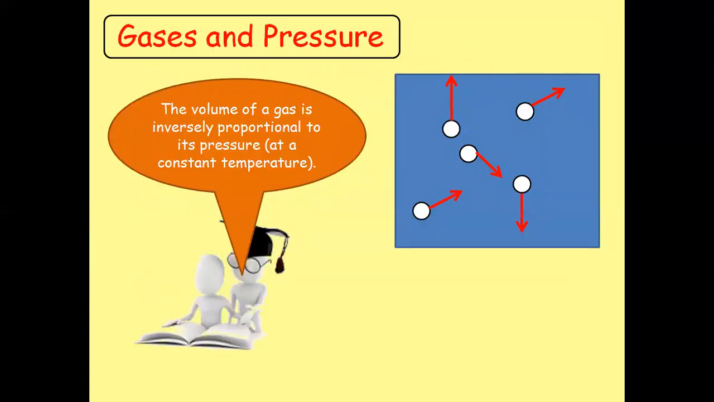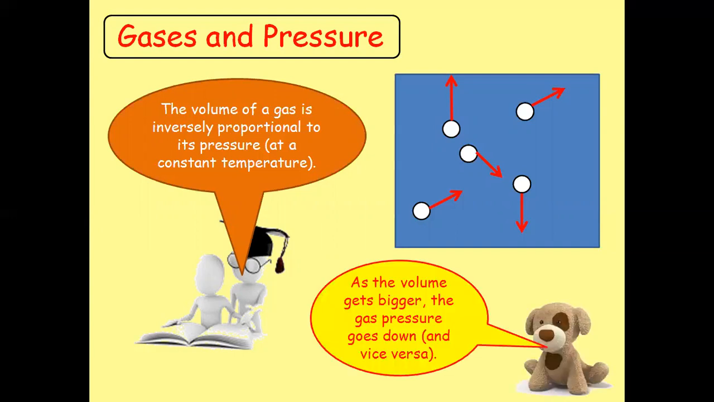Gas and pressure. The volume of a gas is inversely related to its pressure at a constant temperature. As the volume gets bigger, the gas pressure goes down, so they are inversely related to each other.